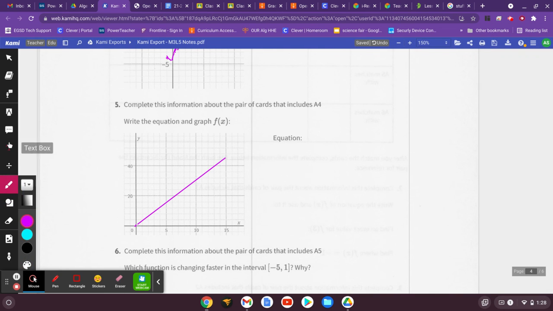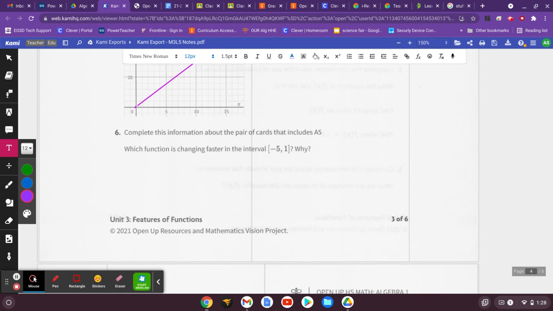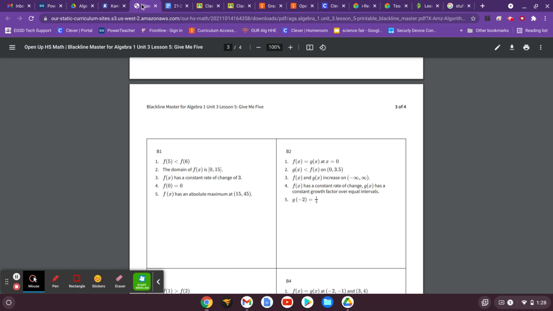And then my equation for this would be f of x equals 3x, right? Because it was plus 0. All right, 6. Complete the information about the pair of cards that includes A5. What function is changing faster in the interval of -5 to 1? Okay, so A5, which one was that?